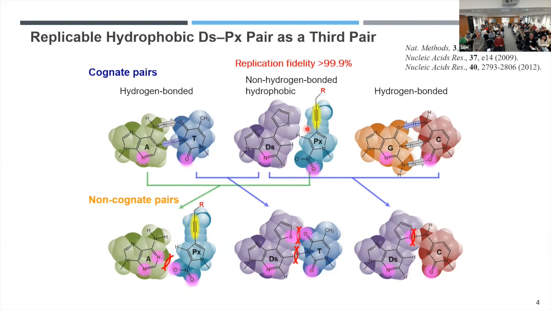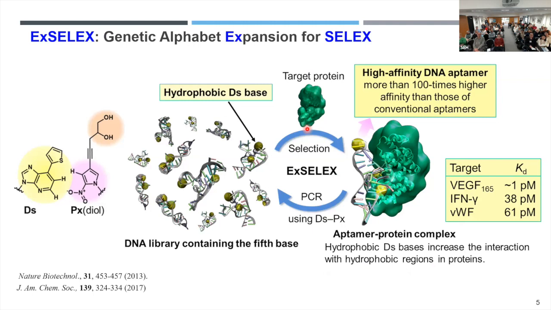By using this system, we applied it to aptamer generation. This is our first-generation aptamer generation method. At first, we added the Ds base, the fifth letter, into the library. Ds is very hydrophobic, whereas DNA is usually very hydrophilic. That's why it is very difficult for DNA to interact with a hydrophobic pocket of the target protein. So then we performed the selection method. I'm not sure this is a good name, but we call it ExSELEX, genetic alphabet expansion for SELEX. Then we obtained several aptamers, for example against VEGF-165, interferon gamma, and VWF. All the KD values are at picomolar levels.